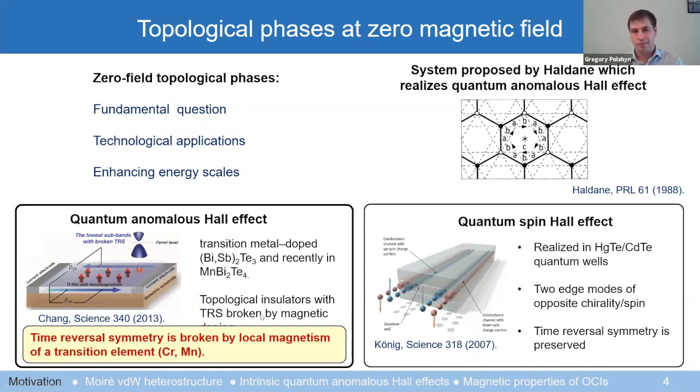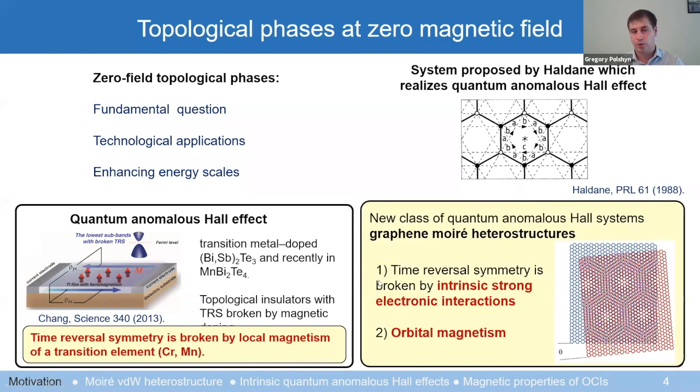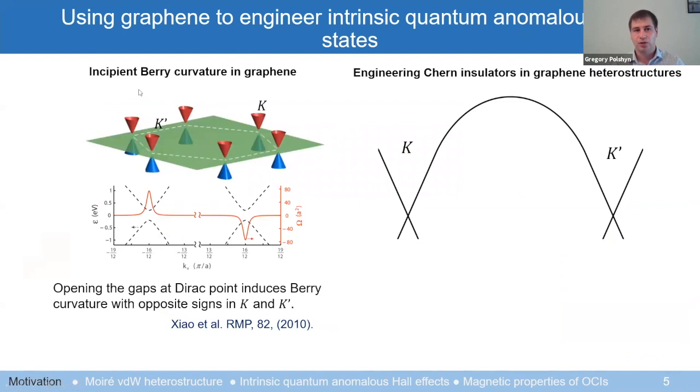Today, I'm going to talk about a completely different approach towards engineering quantum anomalous Hall states, which we demonstrate in graphene Moire heterostructures. In this case, time reversal symmetry is broken by intrinsic strong electronic interactions. And this has a number of consequences. One of them is that the corresponding magnetism arises predominantly from the orbital motion of the electrons rather than electron spin. So the basic idea is to take advantage of the incipient Berry curvature in graphene.